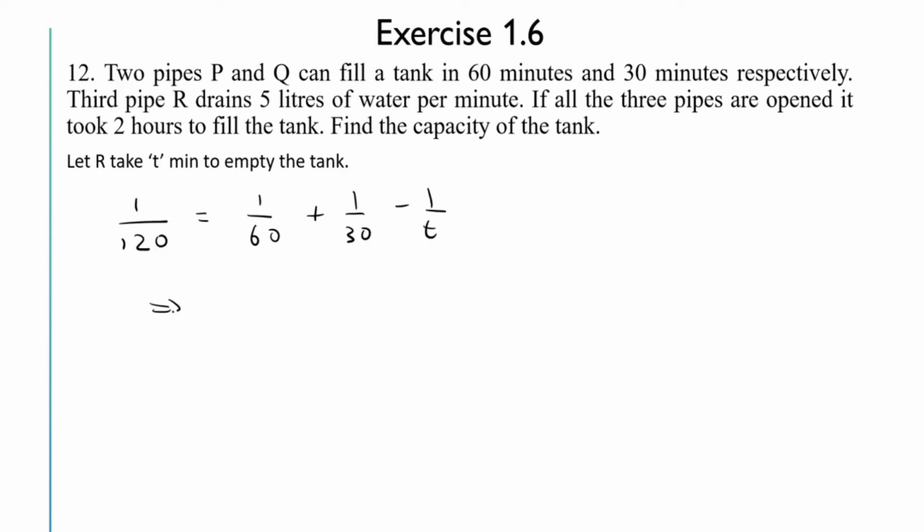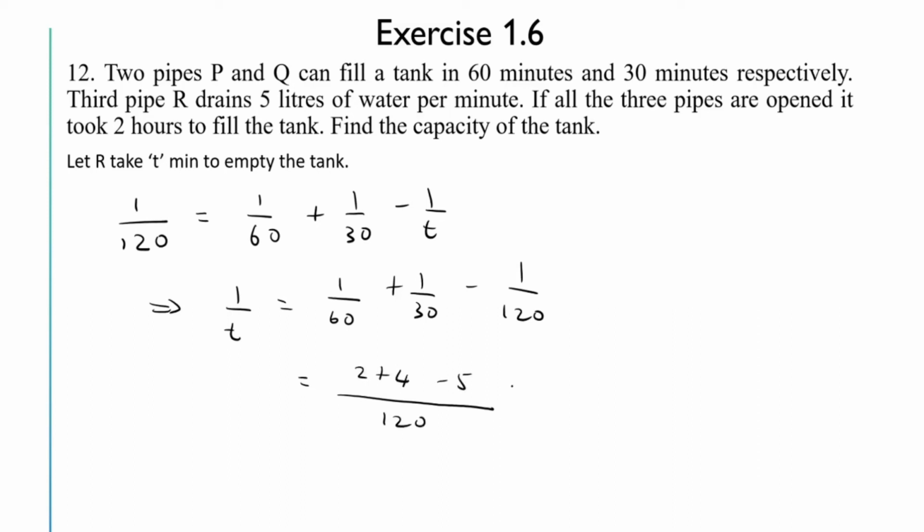So from this we can find the value of T. So 1 by T is equal to 1 by 60 plus 1 by 30 minus 1 by 120. So the LCM is 120. 2 plus 4 minus 1, this is equal to 5 by 120. From this we get T is equal to 24 minutes.